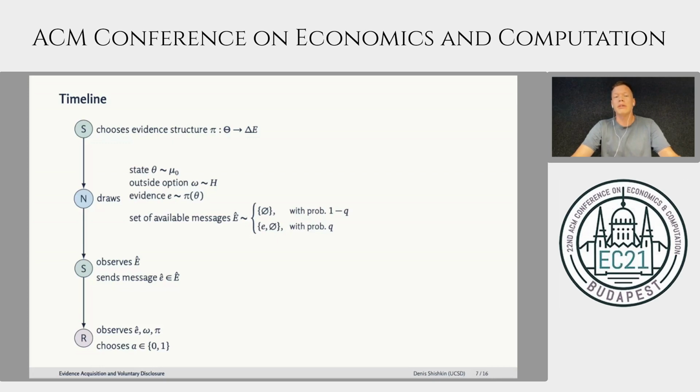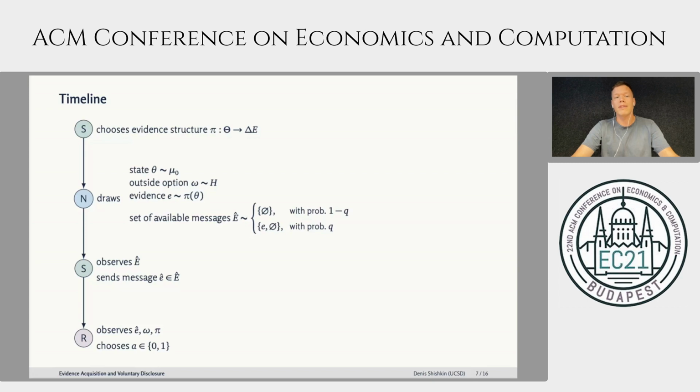But with probability Q, the sender also obtains hard evidence, which means that she will be able to truthfully reveal the true realization of the chosen signal to the receiver. So at the next stage, the sender observes the set and chooses which message to send. Finally, the receiver observes the chosen message, his outside option, the evidence structure, and then takes the action.